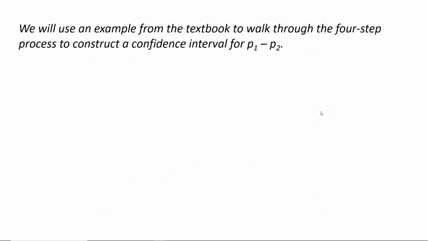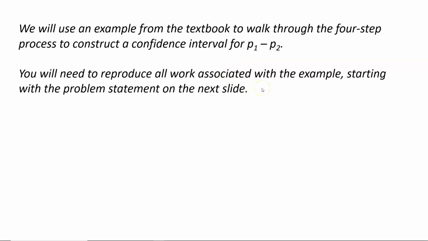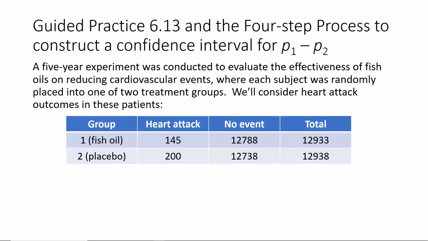All right, let's go ahead and now take a look at an example from the textbook to walk through the four-step process to construct a confidence interval for the difference between two population proportions. You will need to reproduce all work associated with the example, starting with the problem statement on the next slide. So from our textbook, we're going to take a look at Guided Practice 6.13. On the slide, you can see the statement for the problem. I'm not going to read through that. You can do that by pausing the video and reading through it at your leisure before proceeding forward.